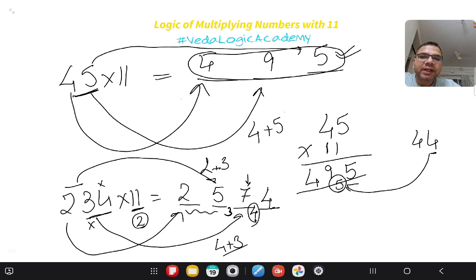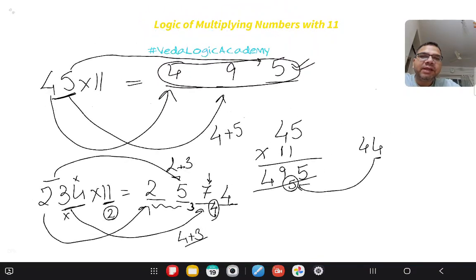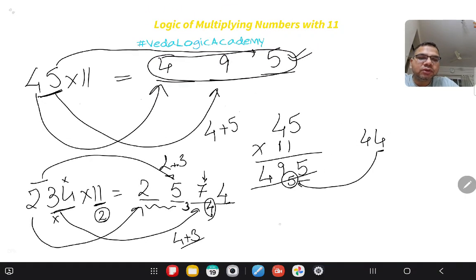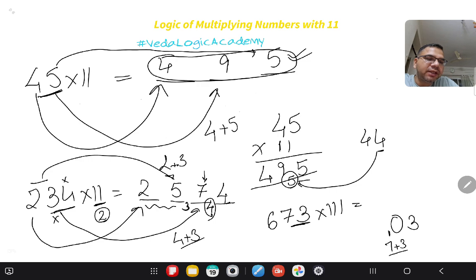If you want, we can take one more example of multiplying with triple one. Let's say we want to multiply 673 into 111. The way will remain the same. Firstly I'll put 3, then I'll put 7 plus 3, which is 10. Now when I have got 10, I'll put 0 here and 1 is the carry.